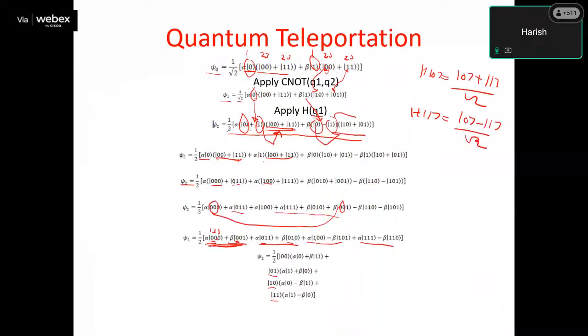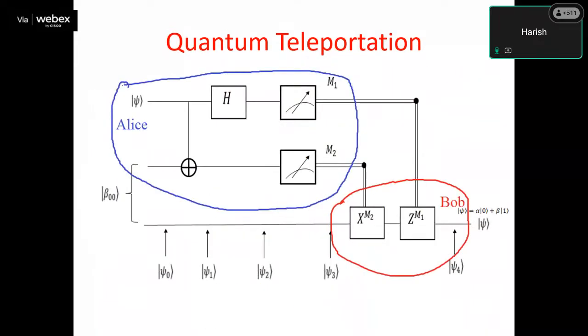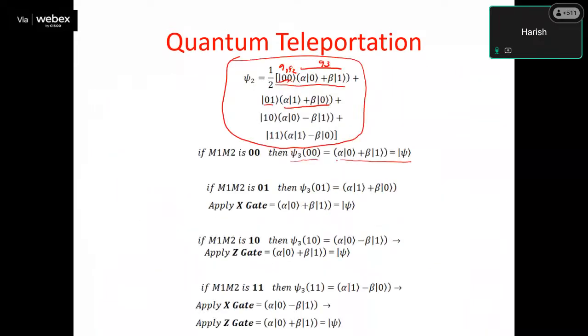Are you able to understand this thing, friends? So suppose if we measure the first two qubits as 0 0, then the qubit 3 in itself is psi. This q3 is nothing but psi only.